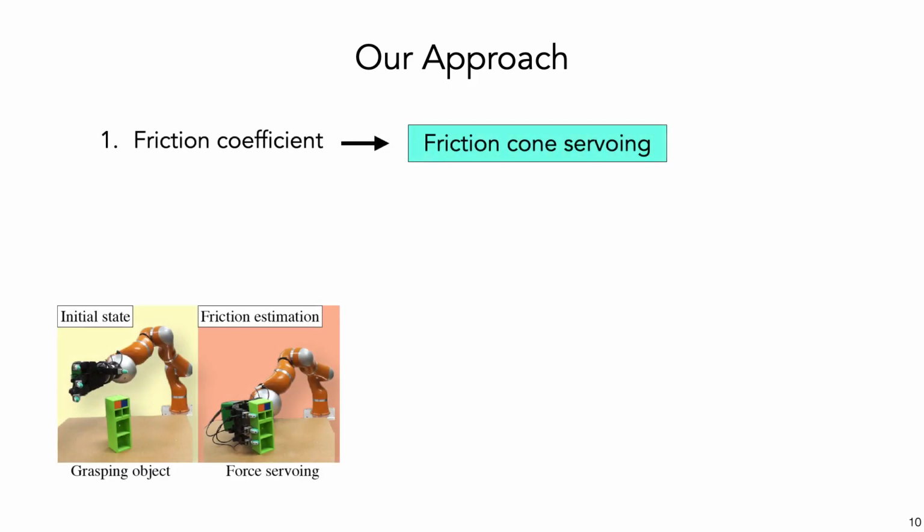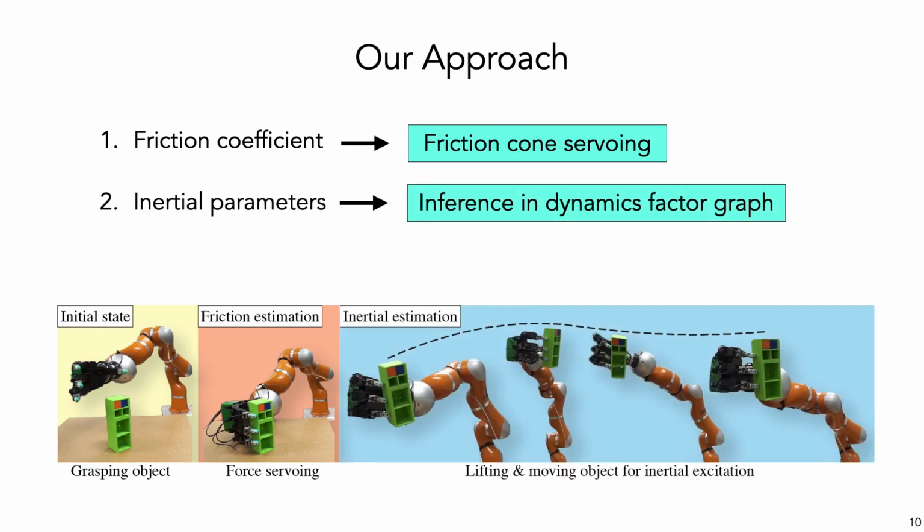With these limitations in sensed observations, we explored two separate approaches to estimate object dynamics. We first estimate friction by force servoing while the object is still on a table, and then estimate inertial parameters by formulating the in-hand object dynamics as a factor graph optimization problem.